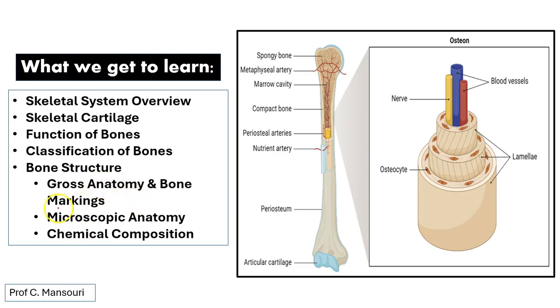And then we'll get into some microscopic anatomy, like you may see here, what the actual osteons that we saw in the previous slide is really all about. And then finally, we'll talk quickly about some chemical composition, what type of chemicals bones are made of. So we'll get into those details as well. But first, let's get into our skeletal system overview.